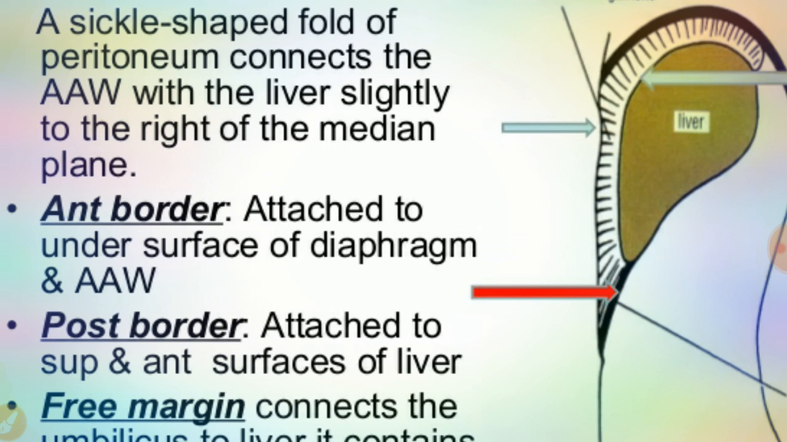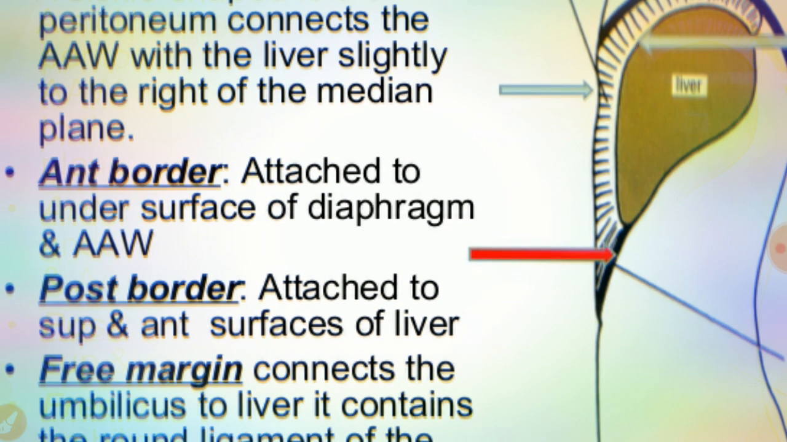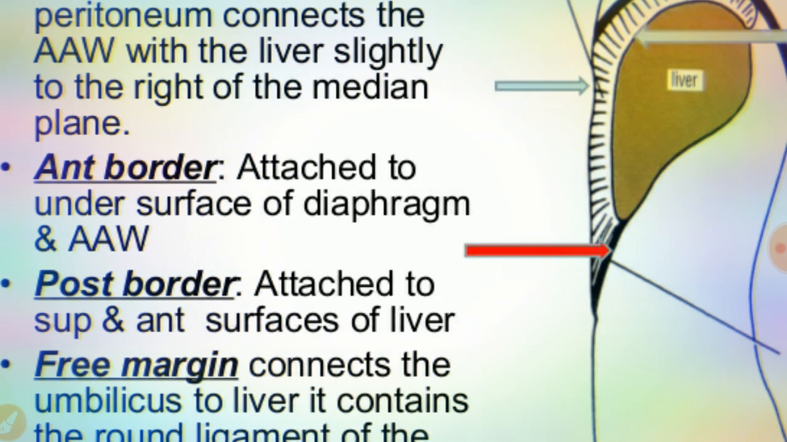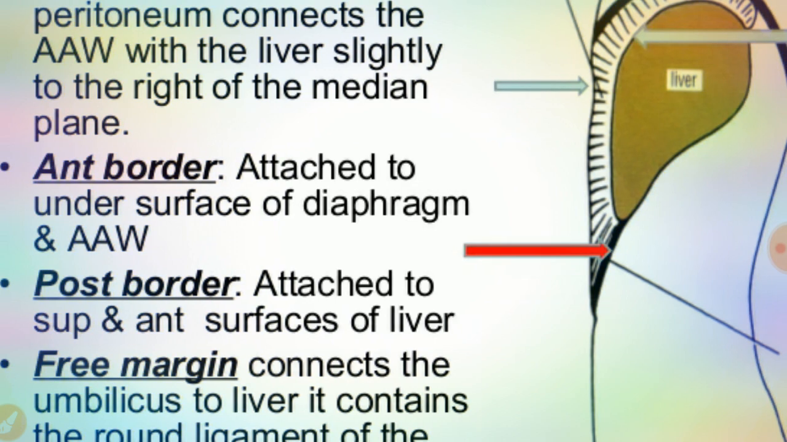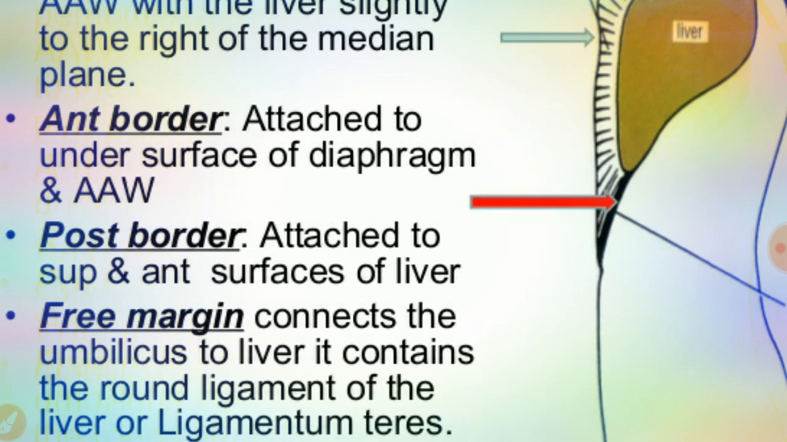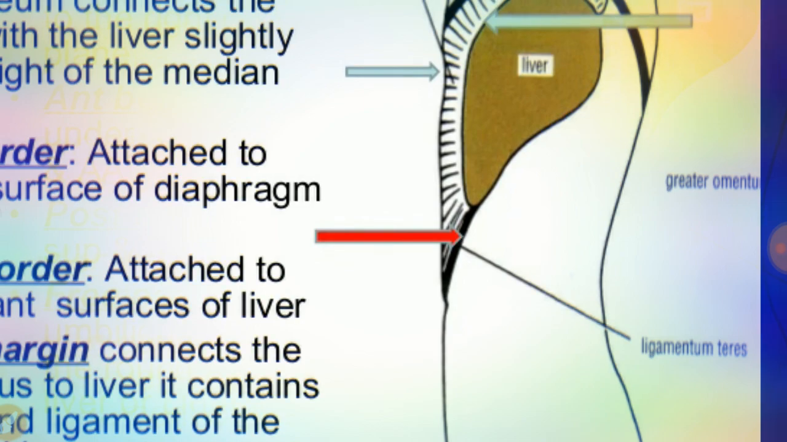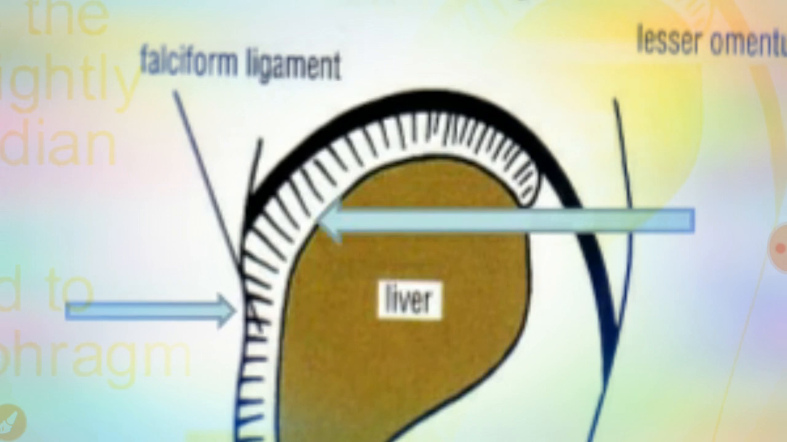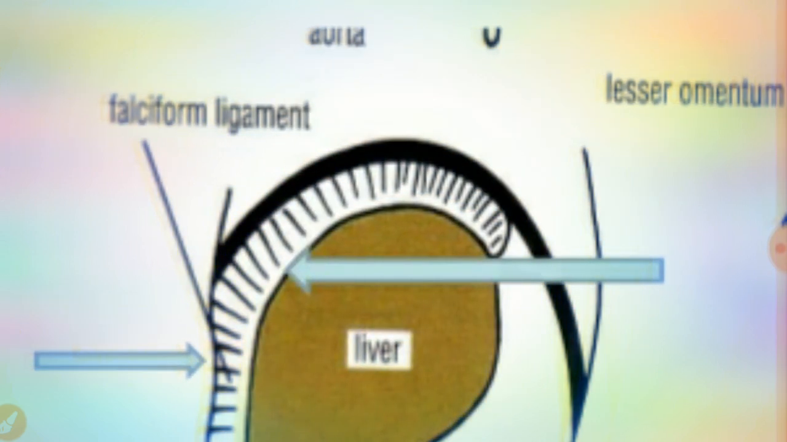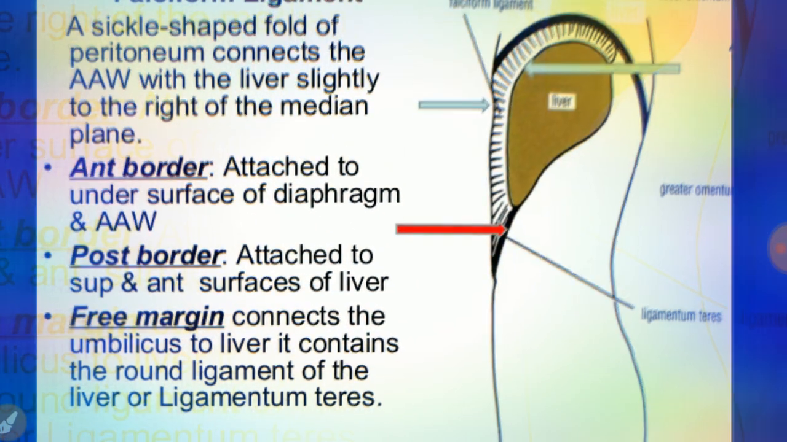Coming to the posterior border of the falciform ligament, it is attached to the superior and anterior surface of the liver. The free margin of the falciform ligament connects the umbilicus to the liver, and it contains the round ligament of the liver, the ligamentum teres. So this is the ligamentum teres. Okay, in the picture we can see the liver, falciform ligament, lesser omentum, greater omentum. See here the ligamentum teres. Okay, this is the falciform ligament.